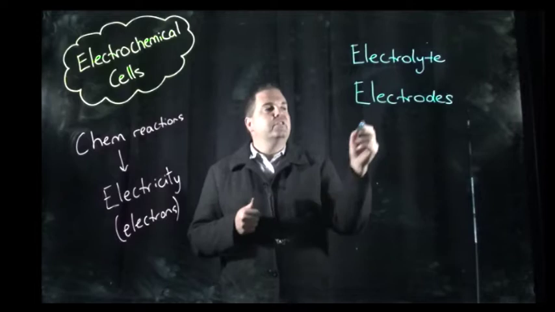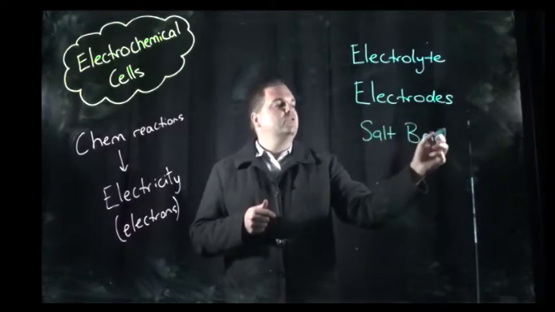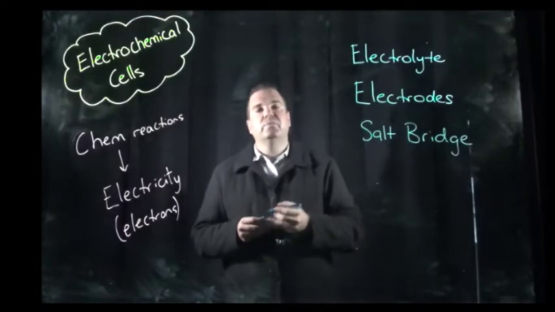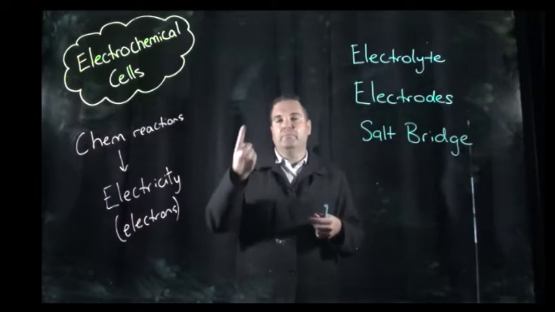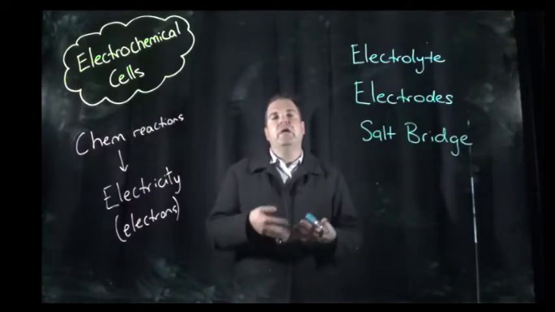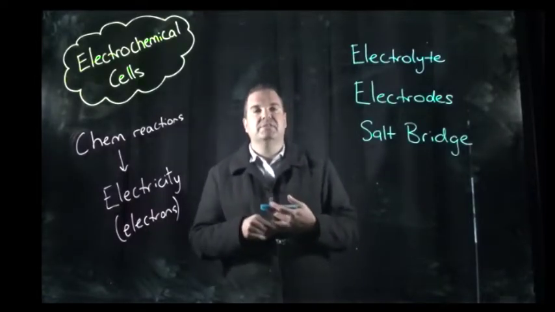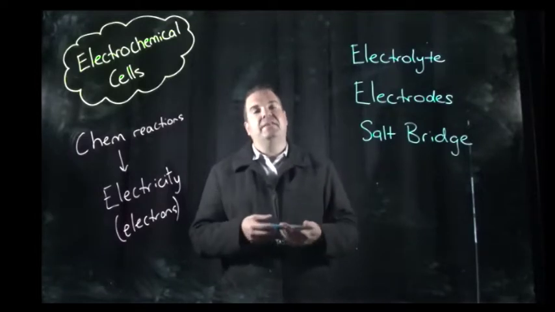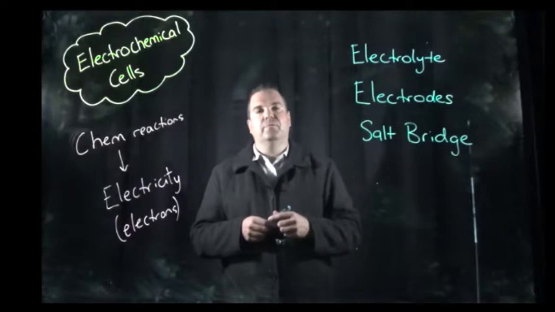The other thing that we have is something called a salt bridge. A salt bridge is specifically used within an electrochemical cell to do two things. Number one, it completes the circuit, which means it allows the electrons to flow. And it does that by the second thing, which is maintaining a potential difference within the cell. So it balances up the gain and loss of charge at each of the electrodes. I'll explain that a little bit more.